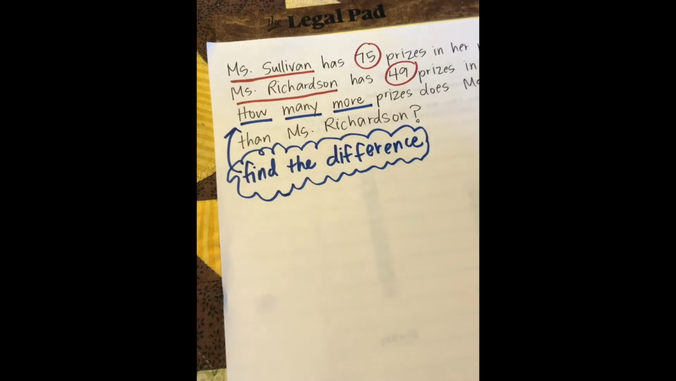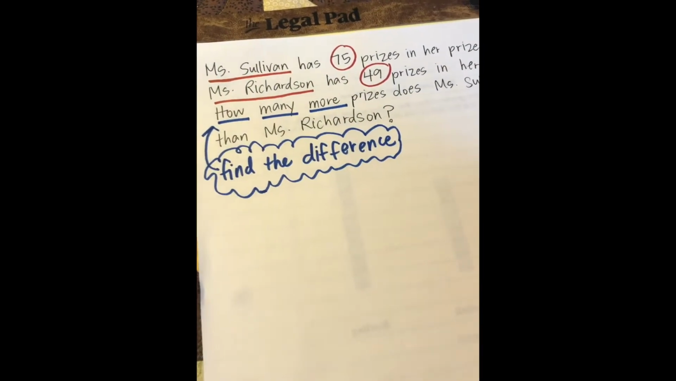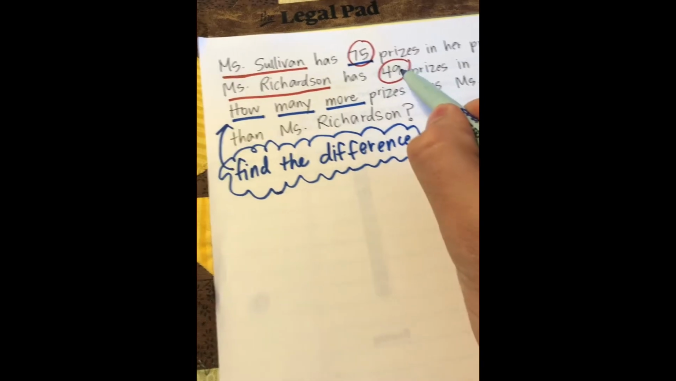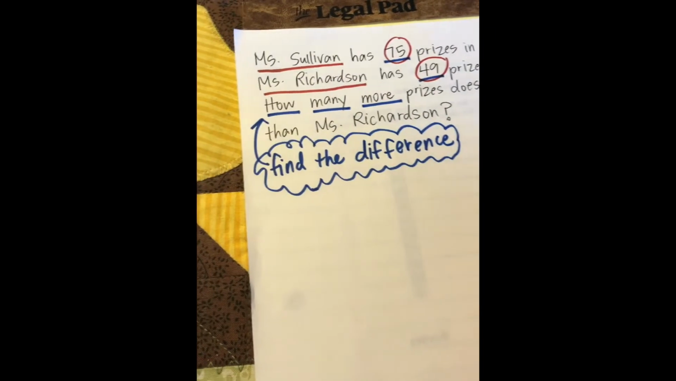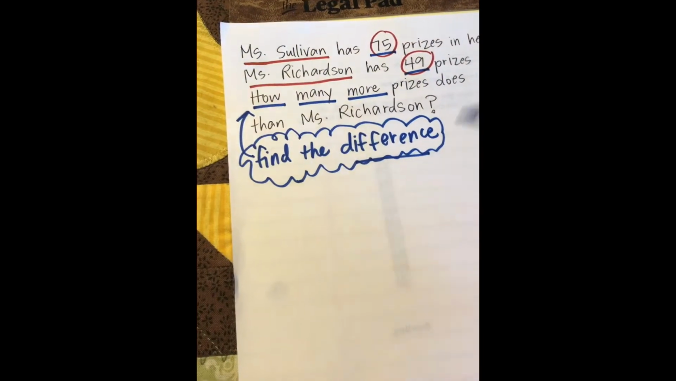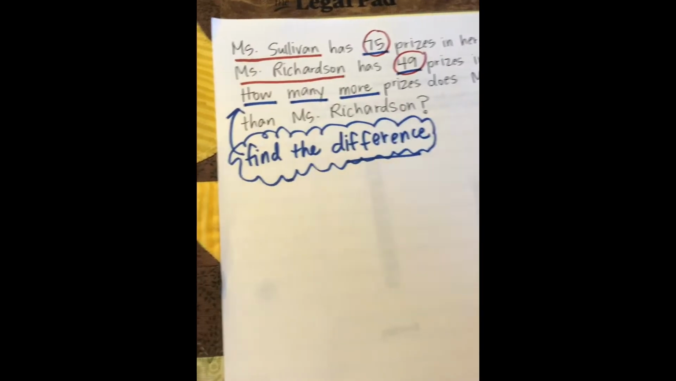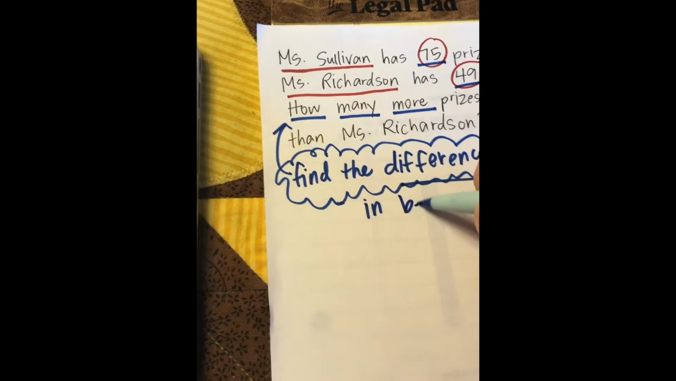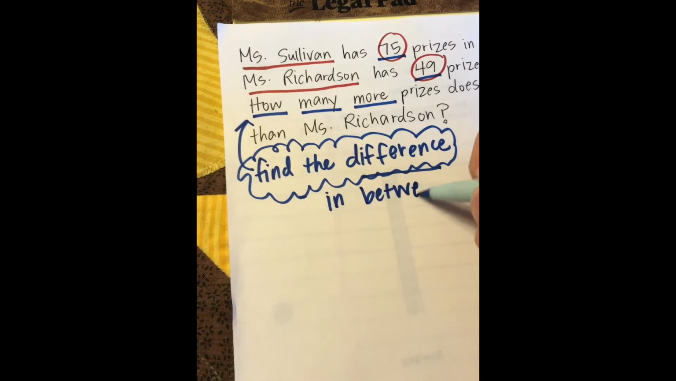So you can ask your scholar, who has more prizes? Well, Miss Sullivan has more prizes because 75 is bigger than 49. And because we want to find the difference, we want to find out how much is in between those two numbers. So sometimes I say to find the difference or to find what is in between.